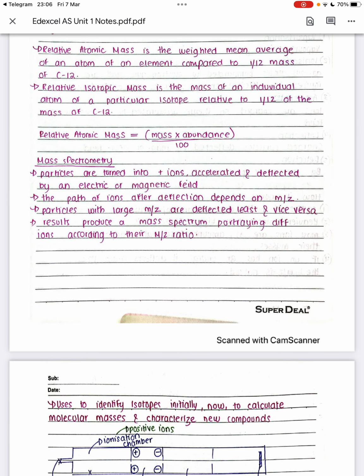Relative atomic mass is the weighted mean average mass of an atom of an element compared to 1/12 of the mass of C-12. Relative isotopic mass is the mass of an individual atom of a particular isotope relative to 1/12 of the mass of C-12. Relative atomic mass is mass times abundance over 100. In a mass spectrometer, particles are turned into positive ions, accelerated and deflected by an electric or magnetic field. The path of ions after deflection depends on m/z. Particles with large m/z are deflected least and vice versa. The result produces a mass spectrum portraying different ions according to their m/z ratio.